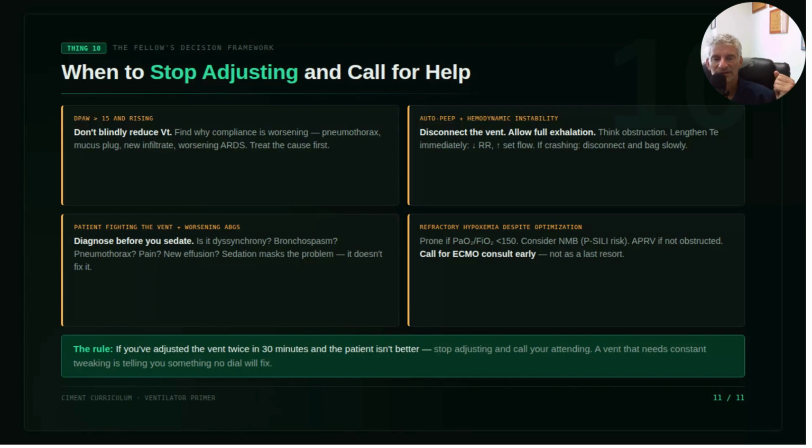If the plateau pressure is greater than 30 and the difference isn't greater than 10, then you think of worsening stiffness in the lung. Sometimes you could have a right main stem intubation. Sometimes you could have pneumothorax. Auto PEEP and hemodynamic instability: you could disconnect the ventilator and allow full exhalation. Refractory hypoxemia despite optimization, you might want to prone, you might want to consider a neuromuscular blocker, and you might want to call for ECMO. If you've adjusted the vent twice in 30 minutes and the patient isn't better, that's when you need to call the attending. A vent that needs constant tweaking is telling you something is wrong.